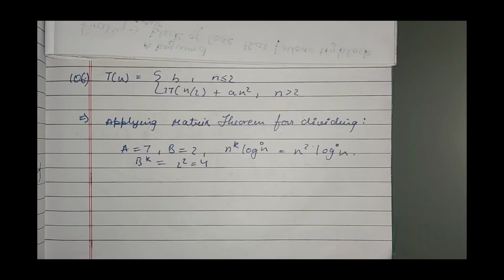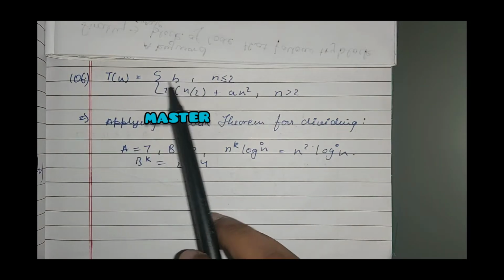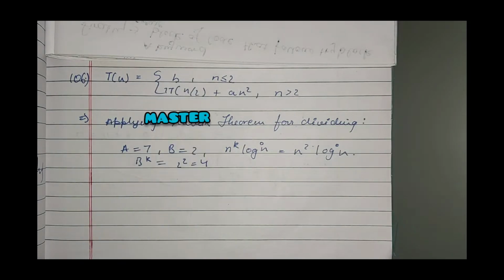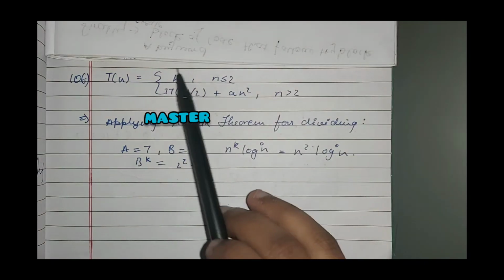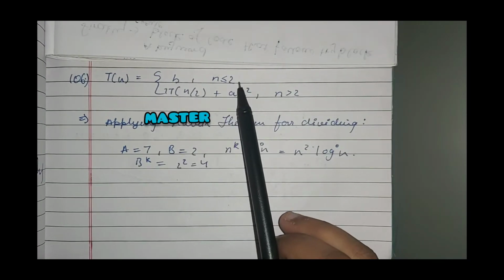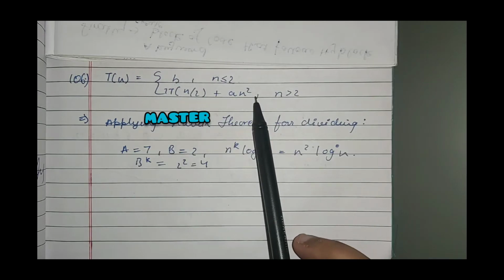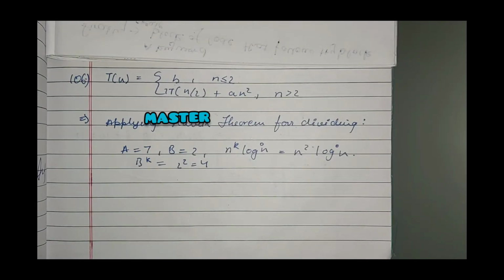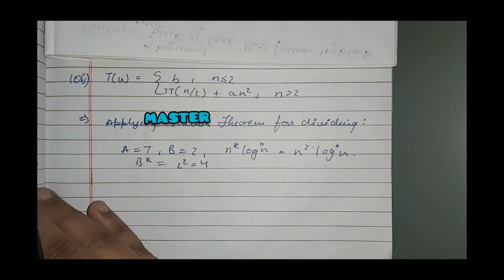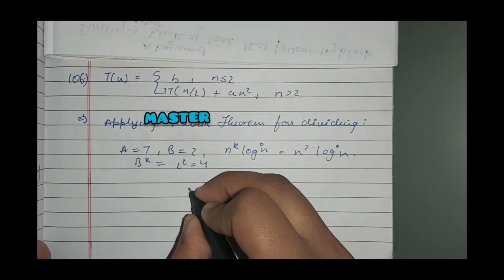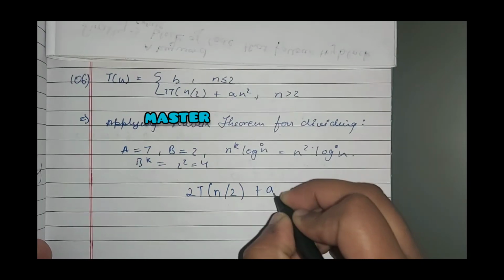I'm going to tell you one question on how we solve a recurrence relation problem using master theorem. So here we are given one question, that is T(n) is equal to n when n is less than or equal to 2, and 2T(n/2) plus n square when n is greater than 2. So we are required to see whether they are fulfilling the conditions to be solved by master theorem. We can see we are having 2T(n/2) plus n square.